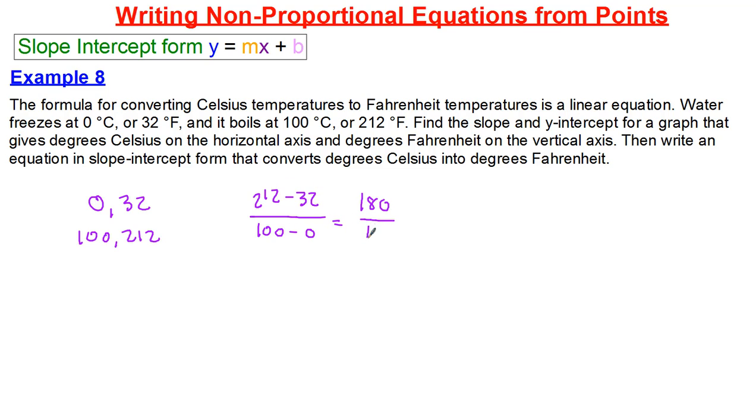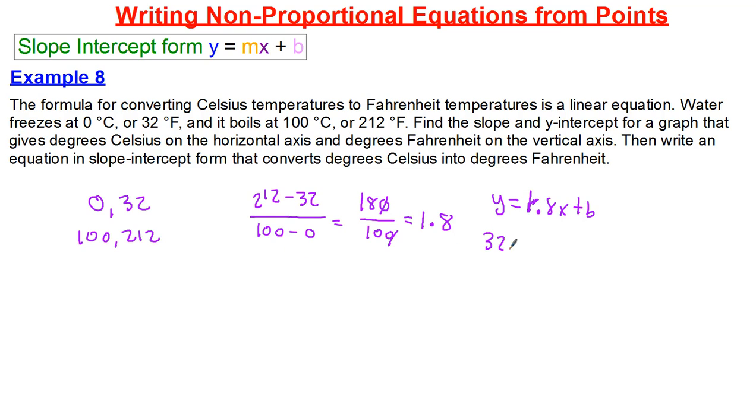Alright, that's going to be over 100. We go ahead and simplify this. So we got 18 divided by 10 is going to give me a value of 1.8. Okay, so now that I have a value of 1.8, that is my slope. So now we have y equals 1.8x plus b.